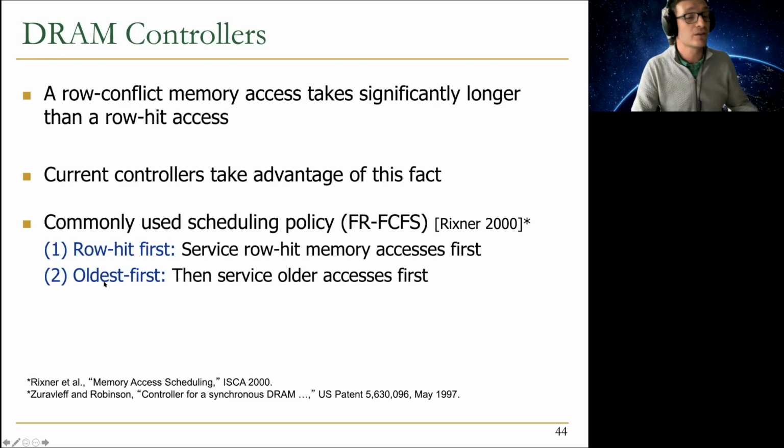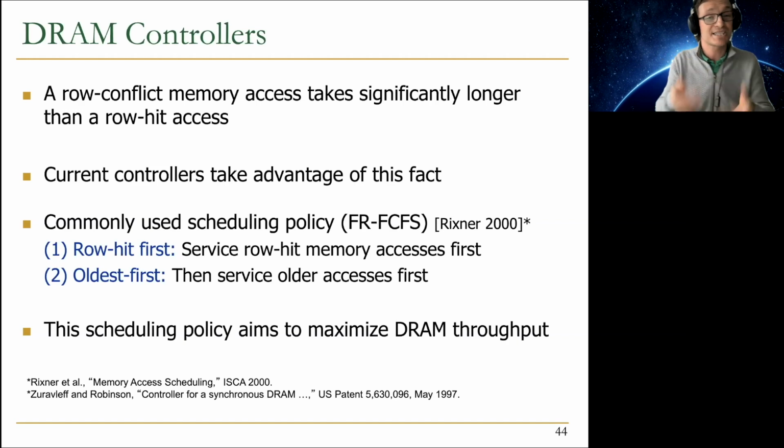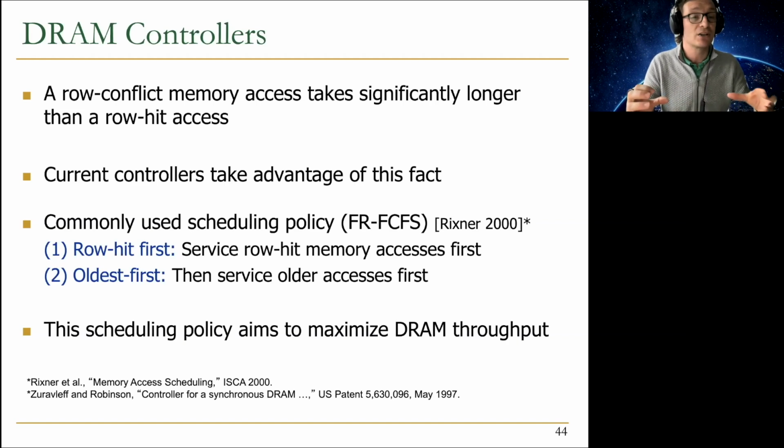And it turns out both of these criteria actually lead to unfairness. But of course, this scheduling policy is good at maximizing DRAM throughput because it's really serving those accesses that take shorter much faster, as opposed to causing row conflicts many times, which take much longer. It's really trying to maximize the row buffer hit rate and serve those accesses that are inherently faster earlier, so that you take advantage of an open row buffer as much as possible. So it's a nice insight, actually.